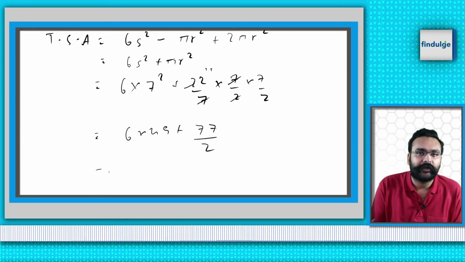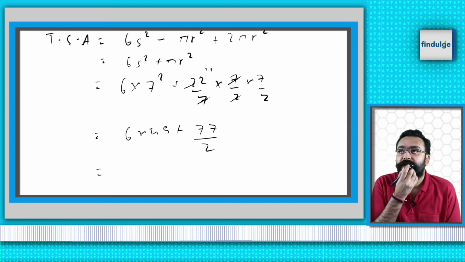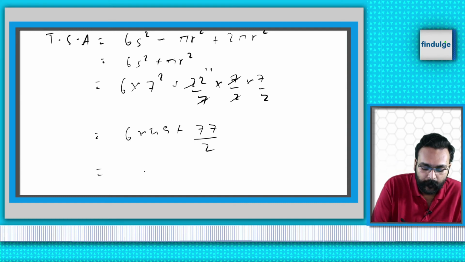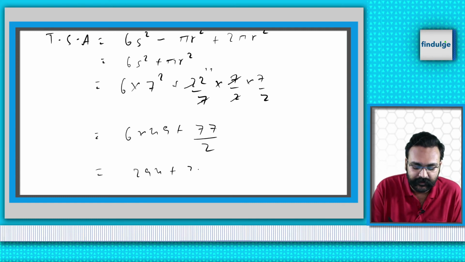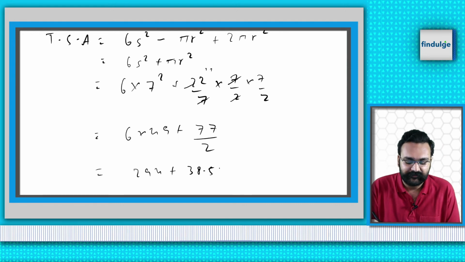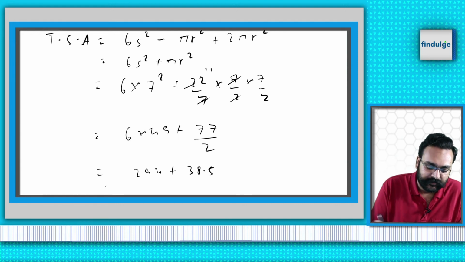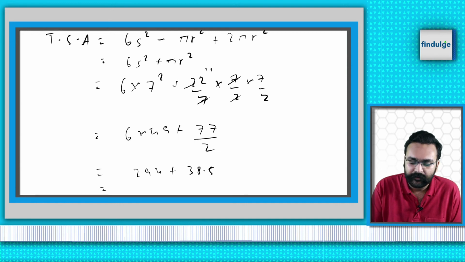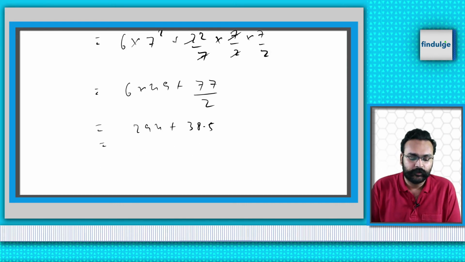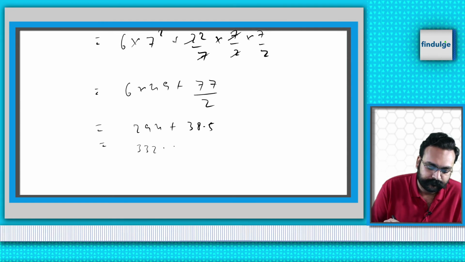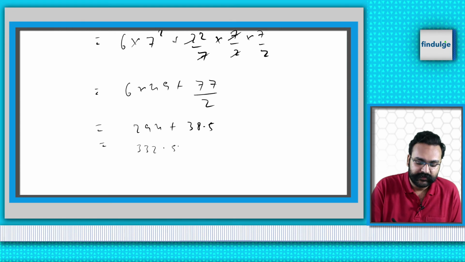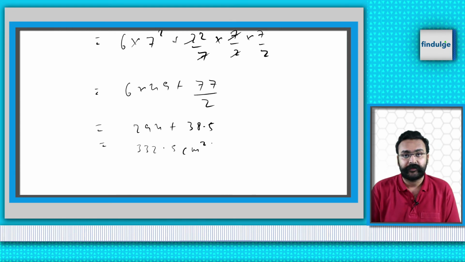So 6 into 49 is nothing but 294 plus 77 divided by 2 is nothing but 38.5, and so my final answer will just be 332.5. And of course centimeter square.